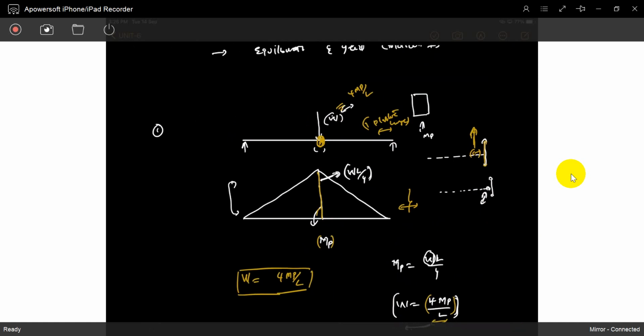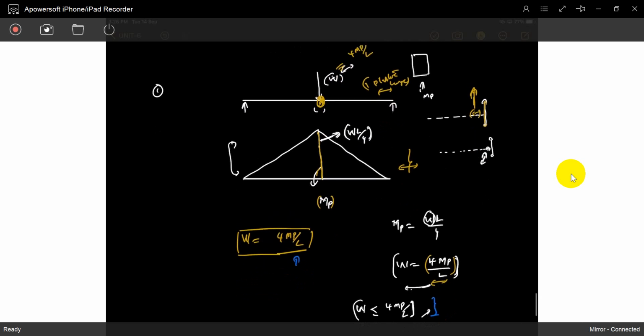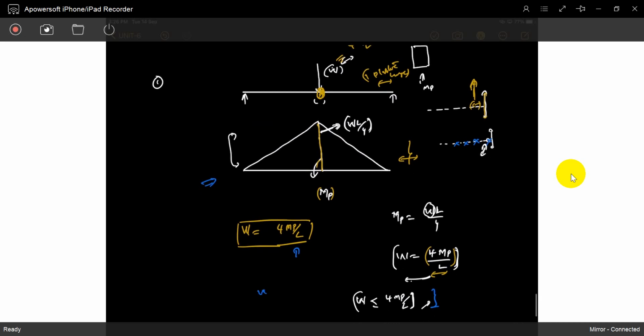We write it as, once it reaches W is 4 MP by L. See, W is less than 4 MP by L before this. Once it is equal to 4 MP by L, it's the formation of a plastic hinge. Greater than 4 MP by L, it's failure. So we just did it by the static analysis, by the bending moment diagram. That's why W is less than 4 MP by L.